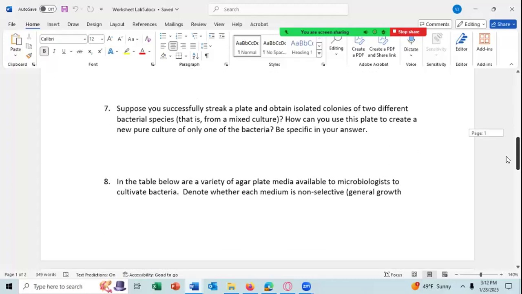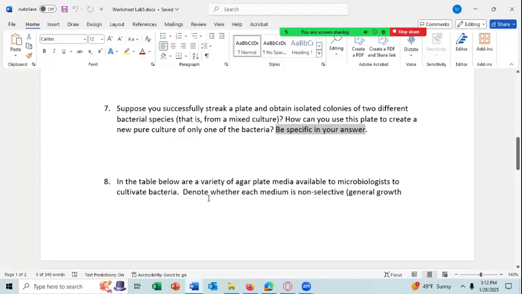7. Suppose you successfully streak a plate and obtain isolated colonies of two different bacterial species. That is, you are streaking a mixed culture. How can you use this plate to create a near pure culture of only one of the bacteria? You must be specific in your answer. For full credit, you need to have a large enough discussion that I can make out what you're doing and how you obtain the pure culture.